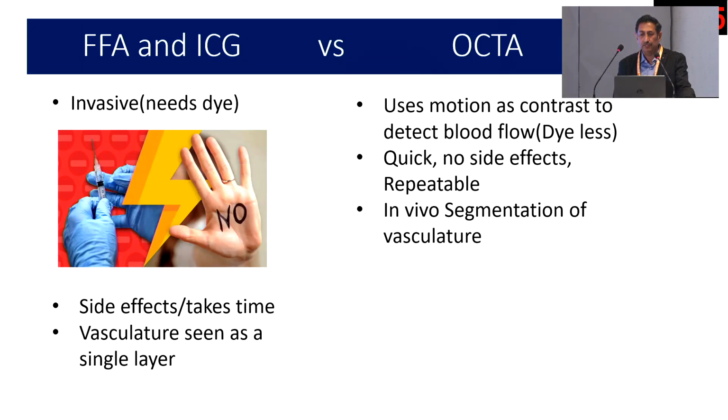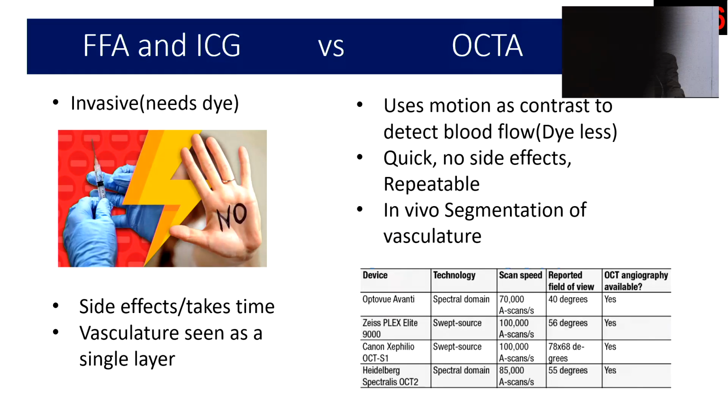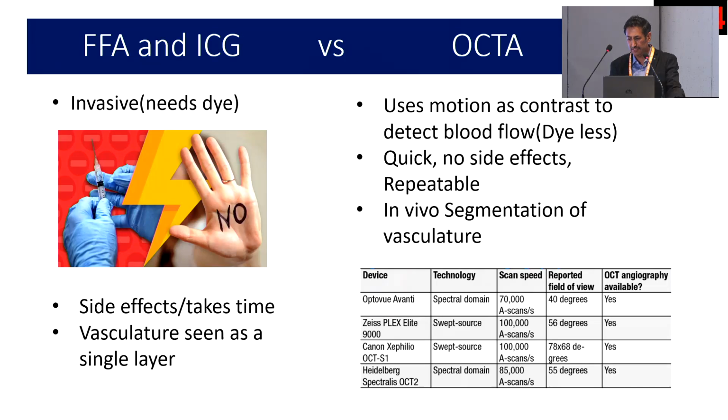And on the opposite side we have OCTA, which uses motion as a contrast to detect blood flow. It's dye-less, it is quick, has no side effects, it's repeatable. At each and every visit you can do OCTA, you cannot really do FFA. And it segments the vasculature into the various layers. And these are the various machines that are available.